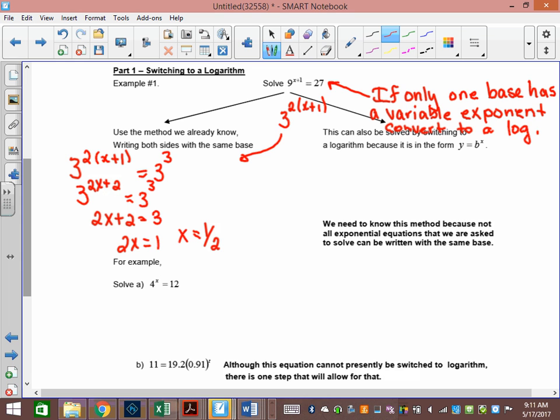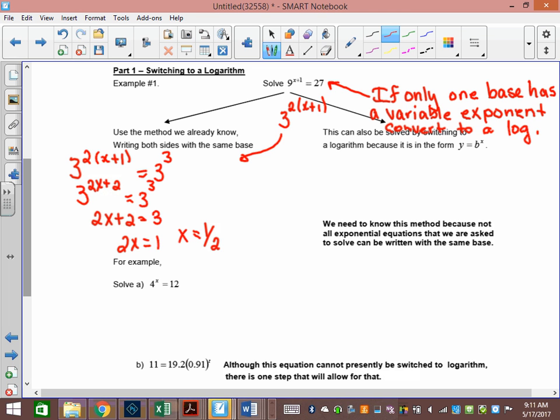But you can only have two bases and one with an exponent. The moment you have three bases and one with an exponent, you can't do it, unless maybe. The moment you have two bases and two exponents, or three bases and two exponents, you're done. You can no longer convert it to a log. You have to do a different method, okay? Which you're going to learn today.